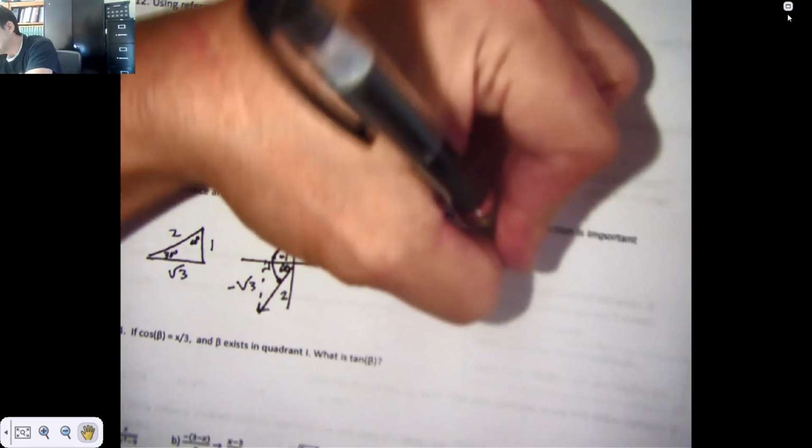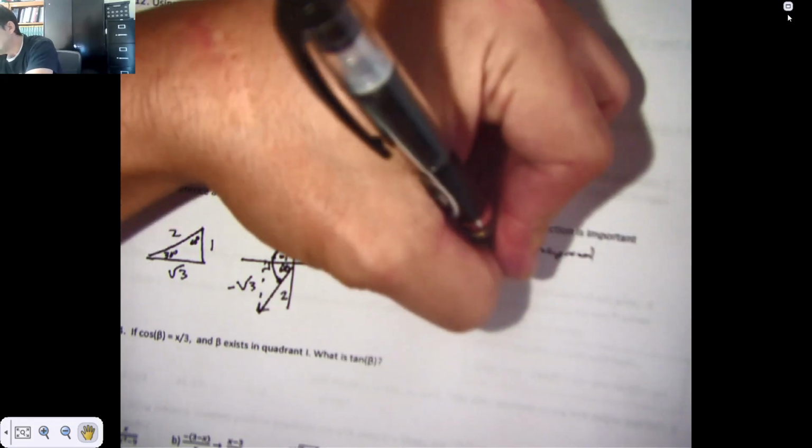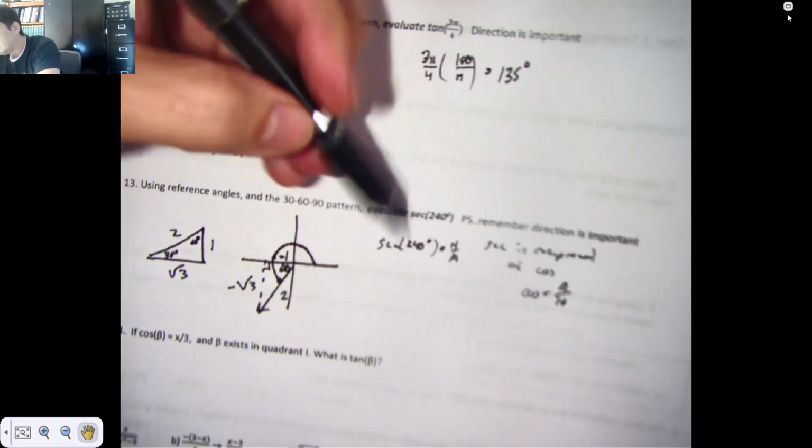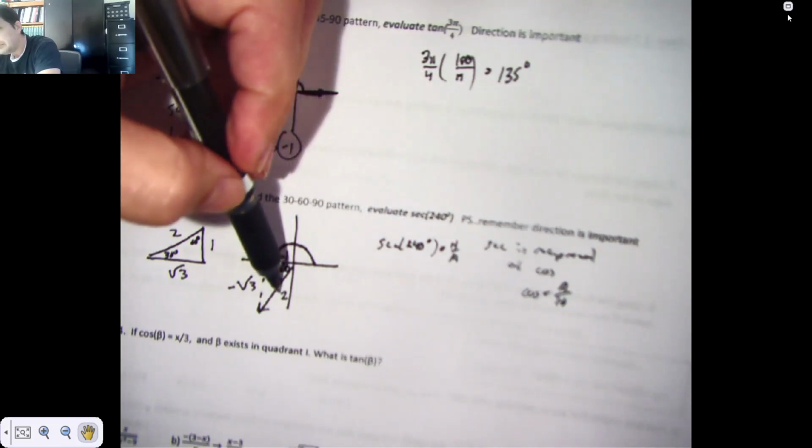Secant is the reciprocal of cosine. So if cosine is A over H, from SOHCAHTOA, then secant is the funny guy, hypotenuse over adjacent. So the hypotenuse is 2 and the adjacent length is -1.